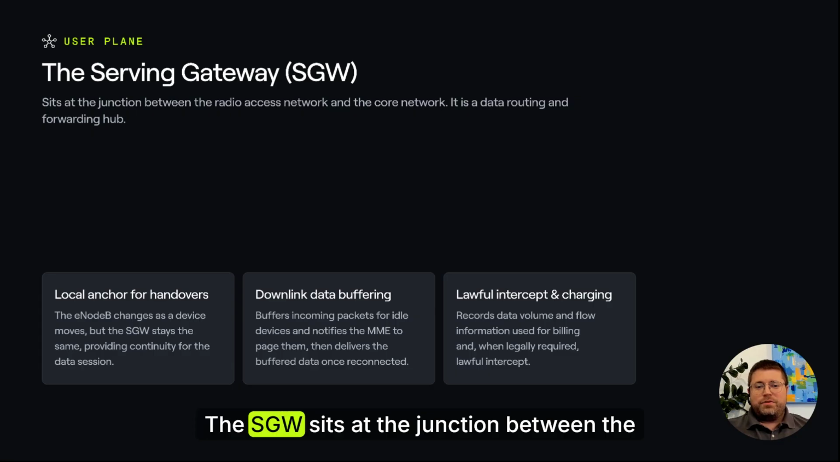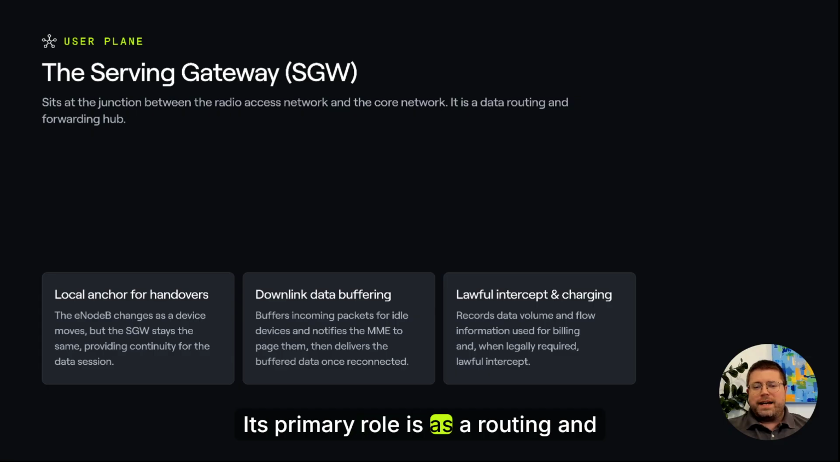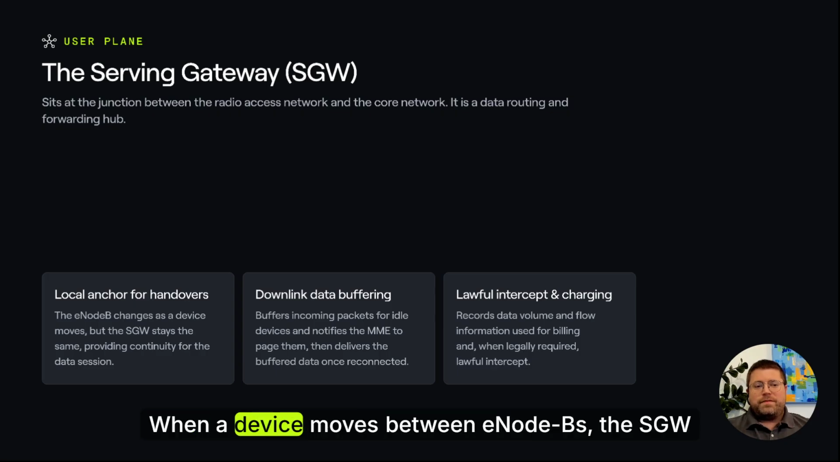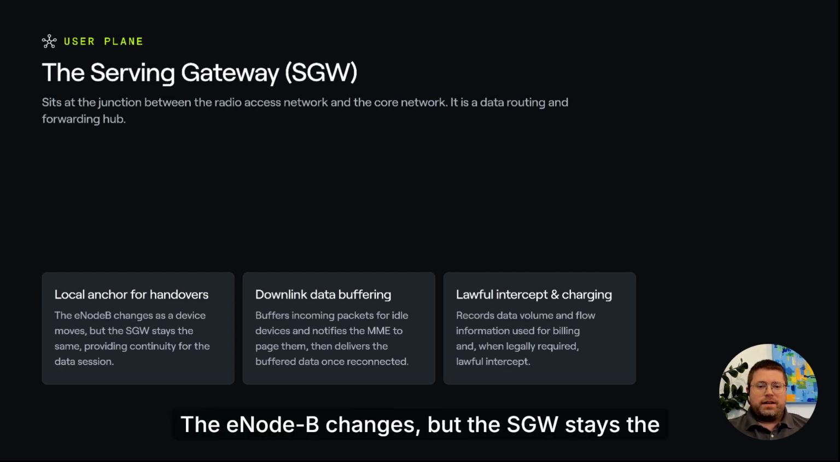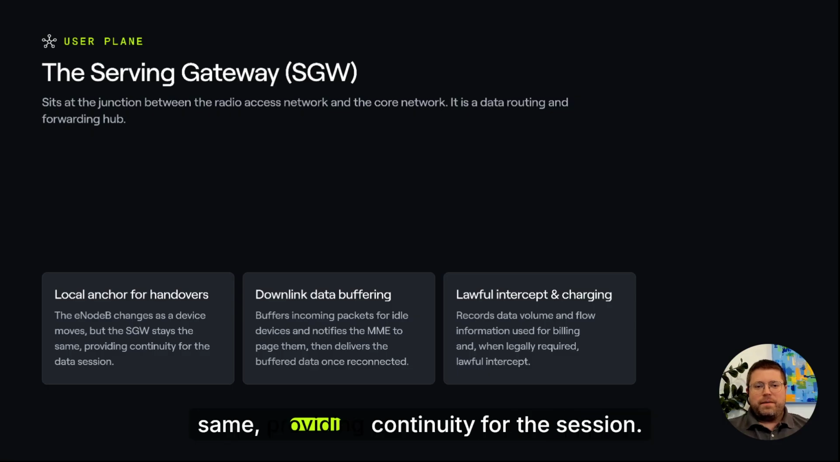The SGW sits at the junction between the radio access network and the core network. Its primary role is as a routing and forwarding hub. Here's what it does. Local anchor for handovers. When a device moves between eNode Bs, the SGW maintains the data tunnel on the core network side. The eNode B changes, but the SGW stays the same, providing continuity for the session.